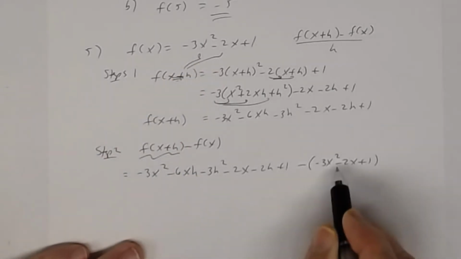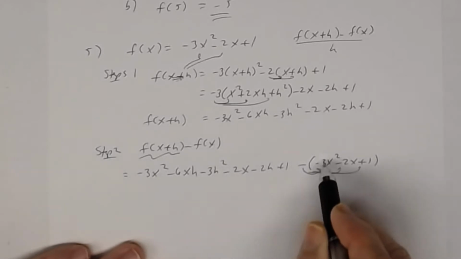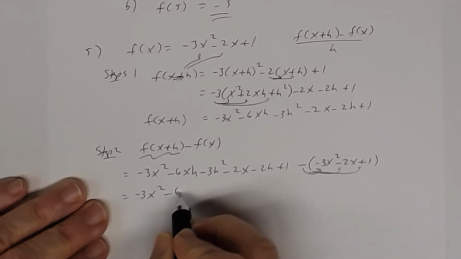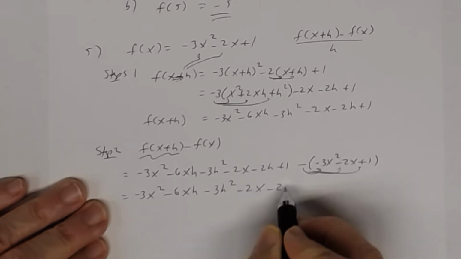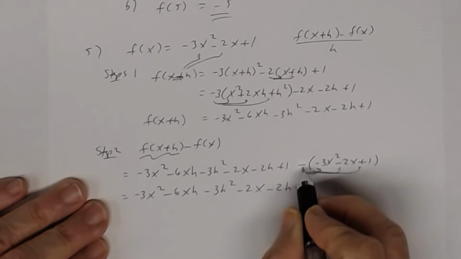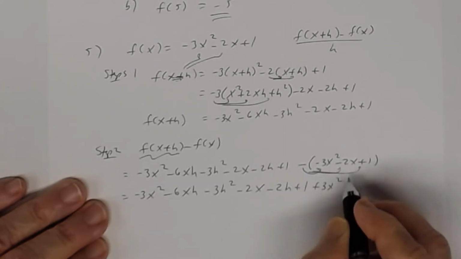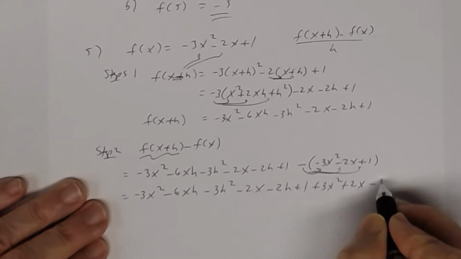All right, so getting rid of the parentheses, this means adding the opposite or multiplying by negative 1. I get negative 3x squared minus 6xh minus 3h squared minus 2x minus 2h plus 1. And then the opposite of a negative 3x squared is a positive 3x squared. The opposite of a negative 2x is a positive 2x. And the opposite of a positive 1 is a negative 1.